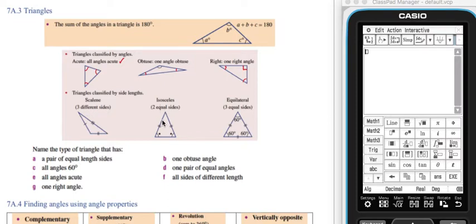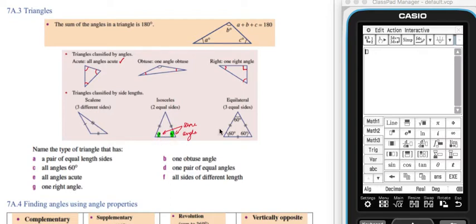If you draw a triangle with two equal sides, that's called an isosceles, and it has two equal sides. Now an important property of an isosceles is that it has two of the same angle. If they have two equal sides, these are the same angle.